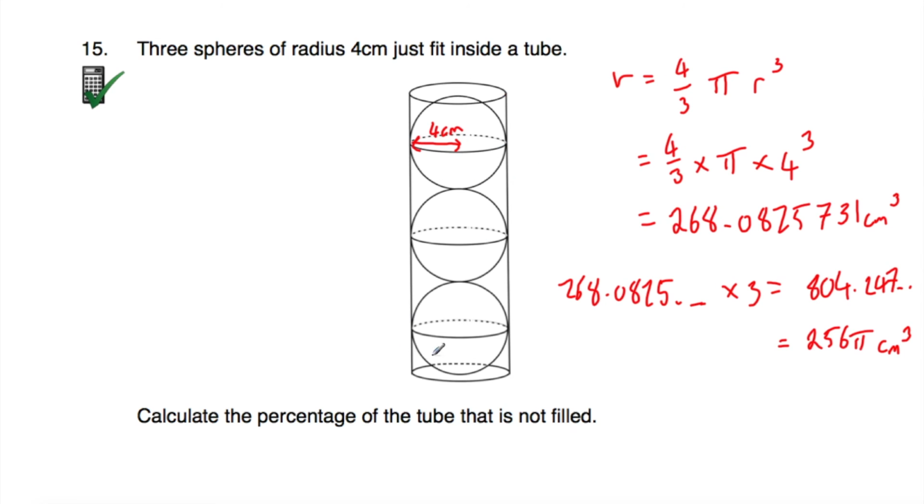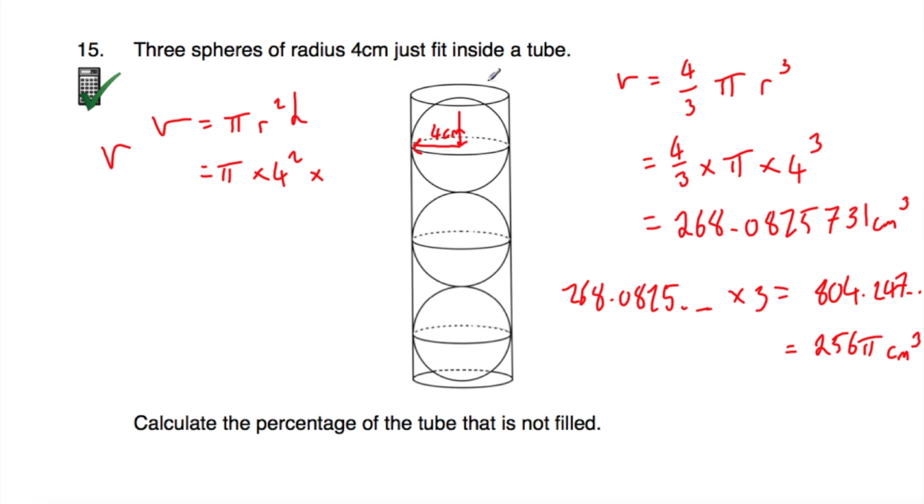Now let's find the volume of the tube. So that tube is a cylinder. So the volume of a cylinder is pi r squared h, the area of the circle multiplied by the height. So if we have a look at the area of the circle, well, the radius of the circle is 4, so that's going to be pi multiplied by 4 squared. That's the area of the circle, pi times 4 squared. That'll be the area of that circle on the end of the cylinder, multiplied by the height.